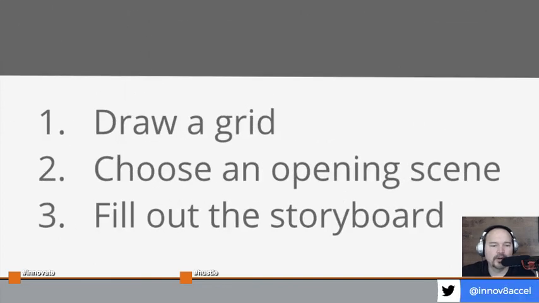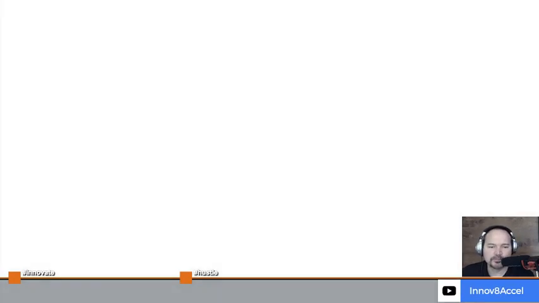So you draw a grid on the screen, you choose an opening scene, and you fill out the storyboard. Again, even though I've got a grid, I typically use post-it notes here because there's going to be a lot of backwards and forwards about the ordering of these things. So draw all these things on a post-it note and get them up on the storyboard.